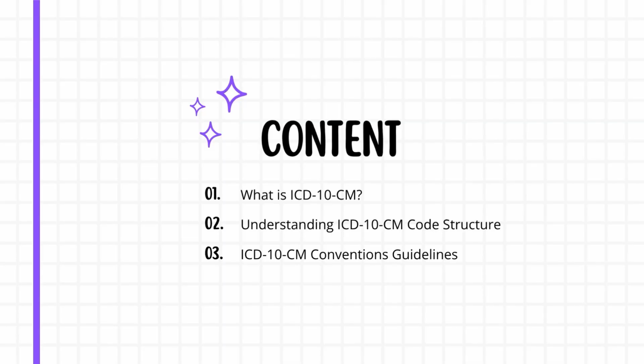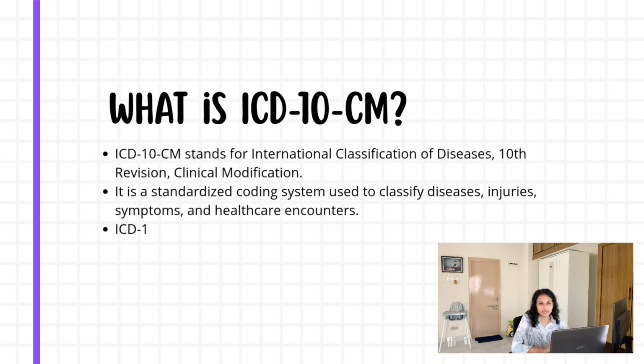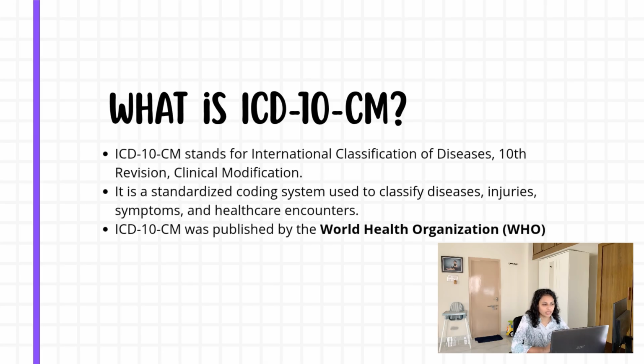In today's video, we are going to learn about ICD-10-CM, its structure and its conventions. Conventions are the fundamental rules used by medical coders to assign accurate diagnosis codes. Let's start by understanding what ICD-10-CM is. ICD-10-CM stands for International Classification of Diseases, 10th Revision, Clinical Modification. ICD-10-CM codes are used to classify diseases like hypertension, diabetes, injuries like fracture, abrasion, symptoms like cold, cough, fever, and healthcare encounters. ICD-10-CM was published by WHO, World Health Organization.